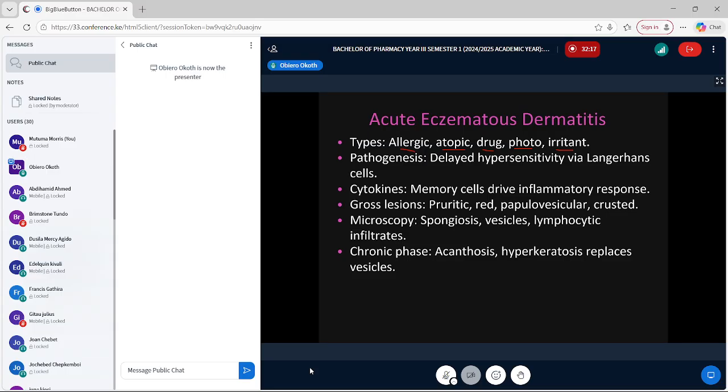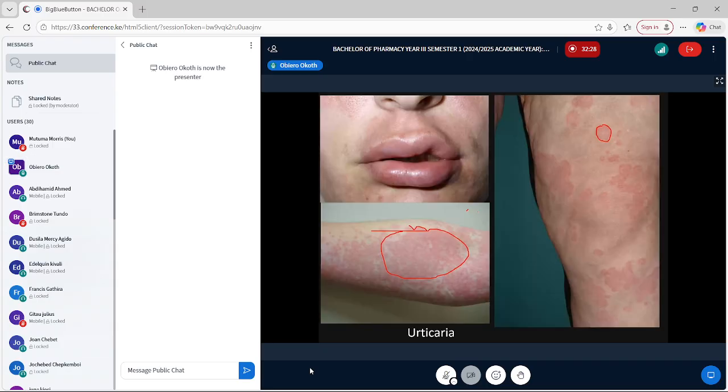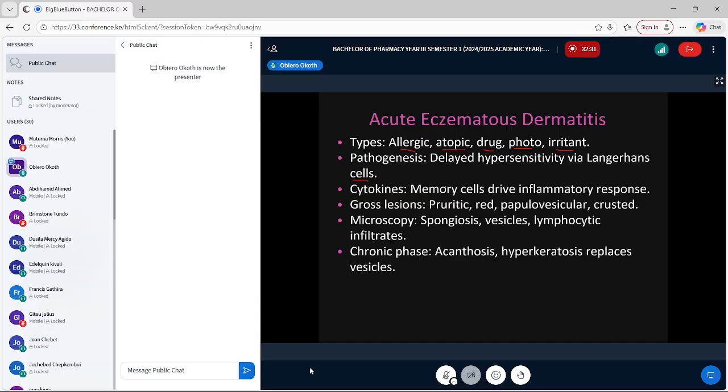Okay, this is a delayed type of response due to Langerhans cells. So this is normally a delayed type of response. So we think this is from memory cells driving an inflammatory response.